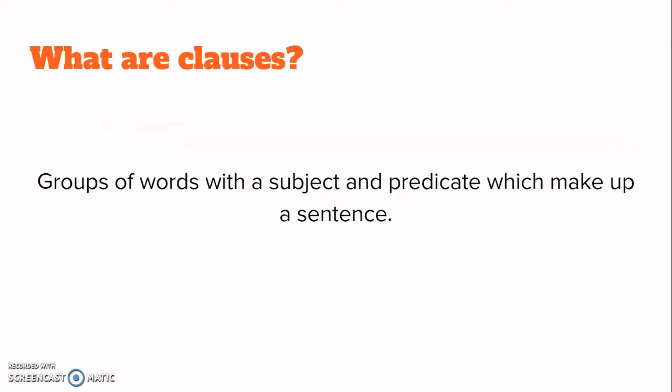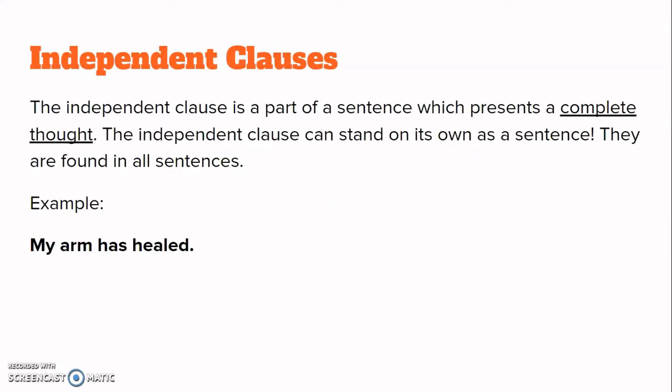What are clauses? Clauses are groups of words with a subject and a predicate. They make up a sentence. Independent clauses present a complete thought. The independent clause can stand on its own as a sentence. They're found in all sentences, as in every sentence needs to have at least one independent clause. However, sentences can contain multiple.